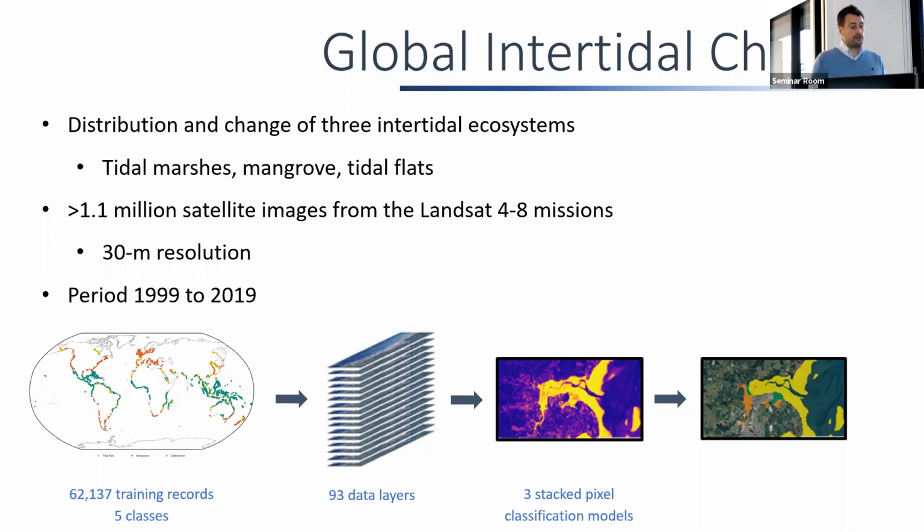And what this does is yield a spatially, temporally, and thematically consistent data set comprising the global extent of these 3 intertidal ecosystems. And it details their loss or gain dynamics over a 20-year period. What it's basically done is split into 7 3-year periods, the earliest being 1991 to 2001, through to 2017 to 2019. And for each one, calculate 93 data layers.